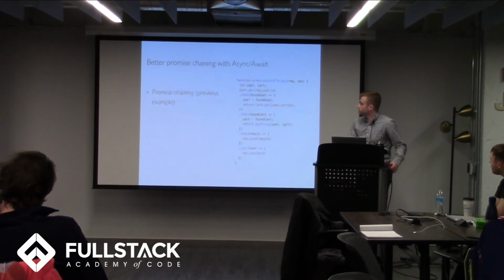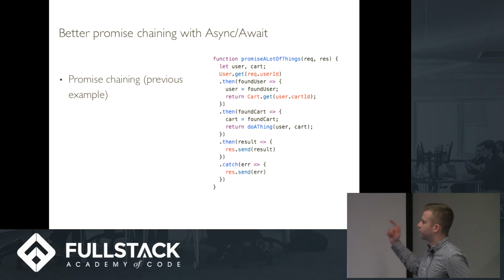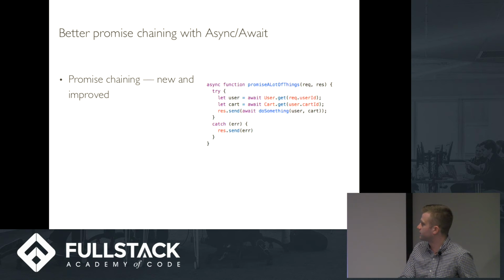And so going back to that function that I did before, this is how we did it with the promise, right? user.get.then, cart.get.then, do a thing, and then we return this do a thing with the user and the cart. And then we send that result, and catch. So look at this, this is about 20 lines or so. Okay, here's the exact same thing with async await. It's just so much easier.